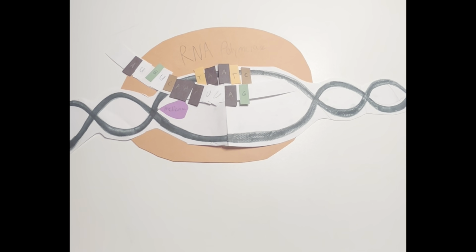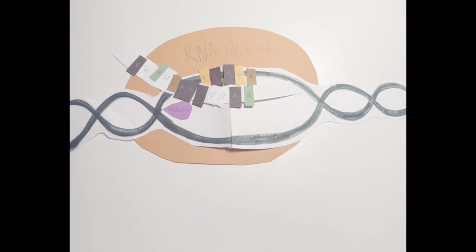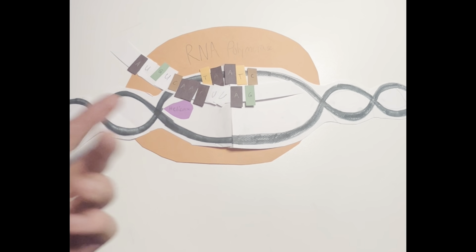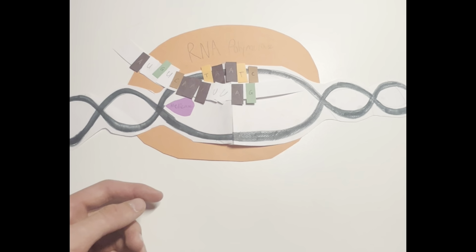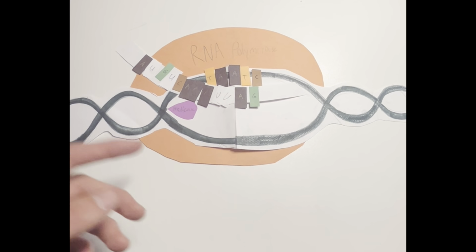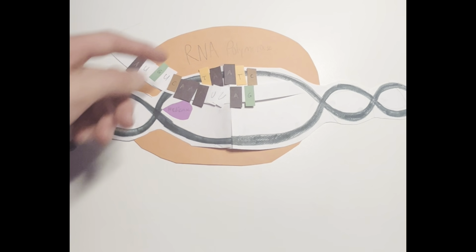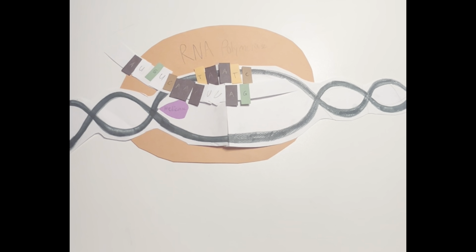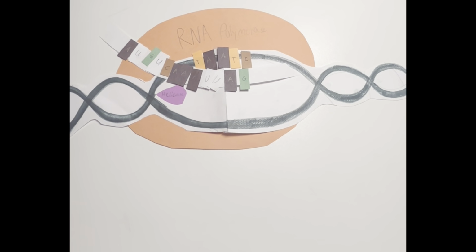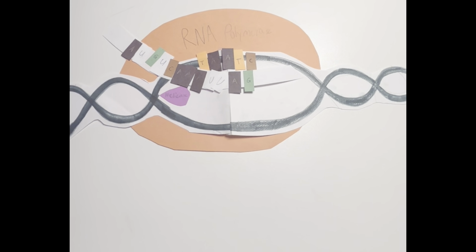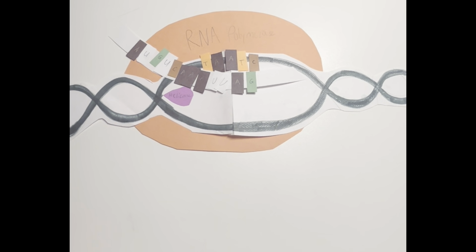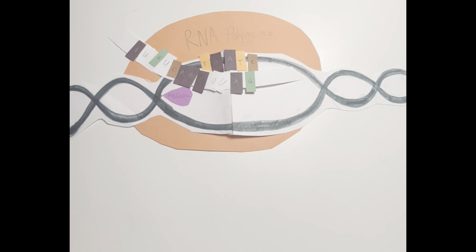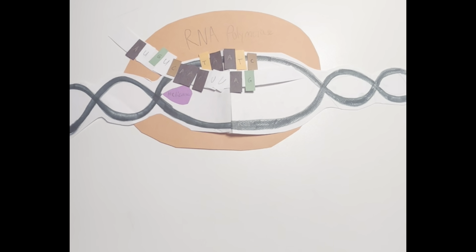Now, let's introduce the 2 key players in the transcription process: helicase and RNA polymerase. Helicase, like in replication, is the enzyme responsible for unwinding the DNA double helix like a zipper unzipping. Next, we have RNA polymerase, another essential enzyme. RNA polymerase is responsible for reading the DNA template strand and synthesizing the complementary RNA strand.